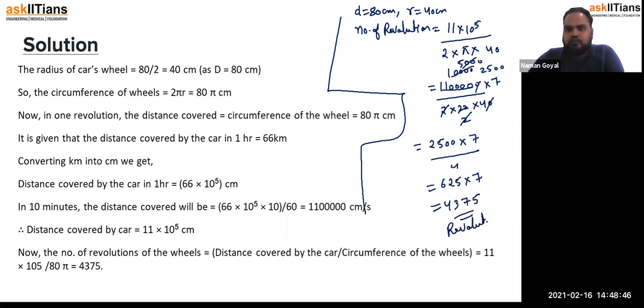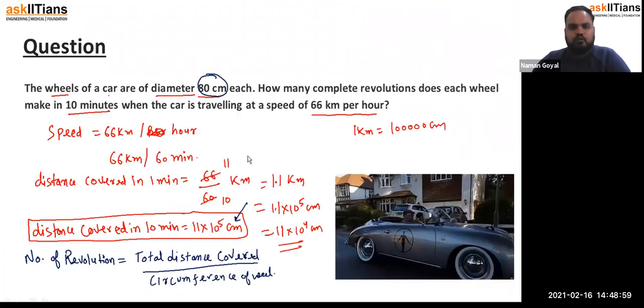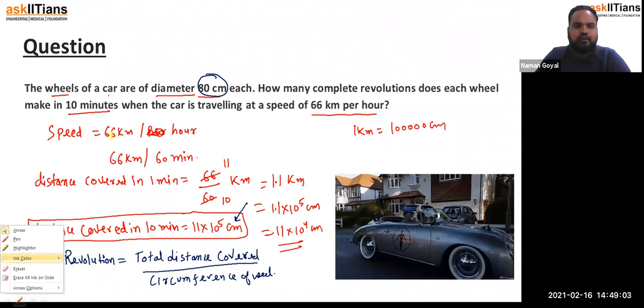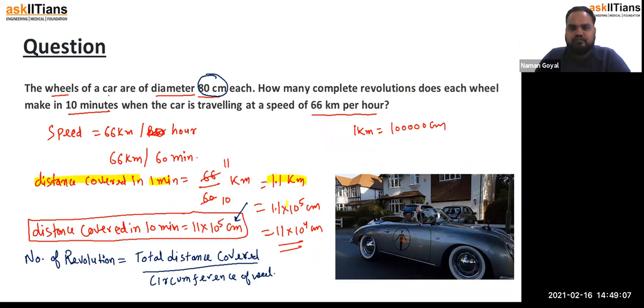4375 revolution, you will get the answer. Okay. So if you see this solution, first of all, the answer we got is the same, 4375 and 4375, isn't it? So the basic concept is, we have to find out the distance covered in 1 minute, which is this distance.